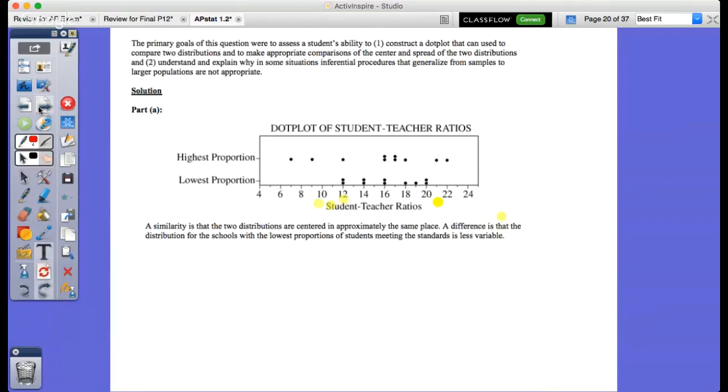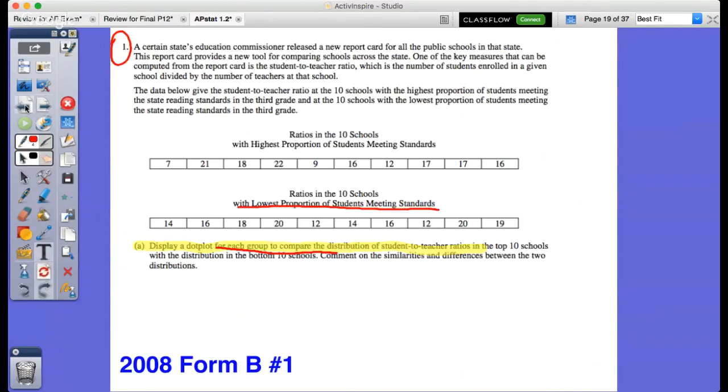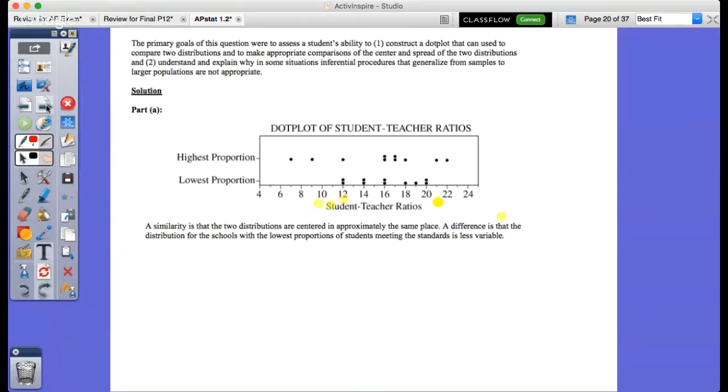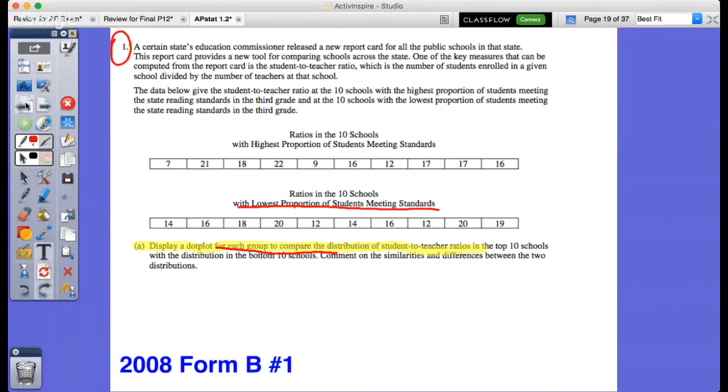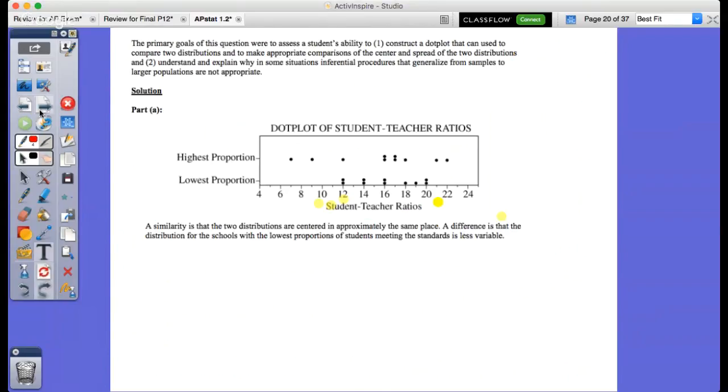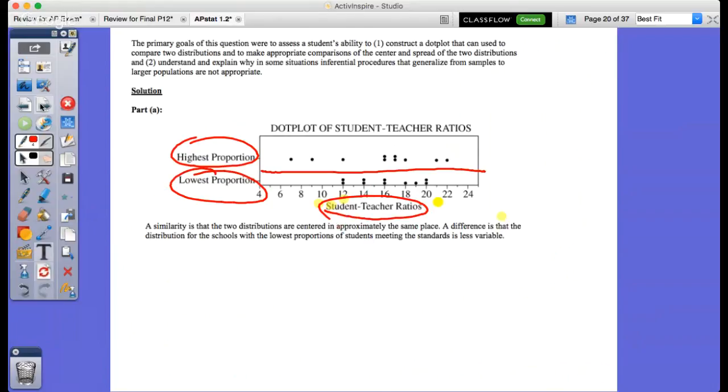And here would be the solution. So if you want to go and try it out, you could always go back to it. We'll hit on more of these in class, but it's something that you would need to do on the FRQ for the AP Stats exam. Notice too, before I could actually compare it, I must first create a dot plot. This is a comparison dot plot where the top would be the high proportion and the bottom would be the low proportion. But notice, again, make sure you put your label there. Okay?